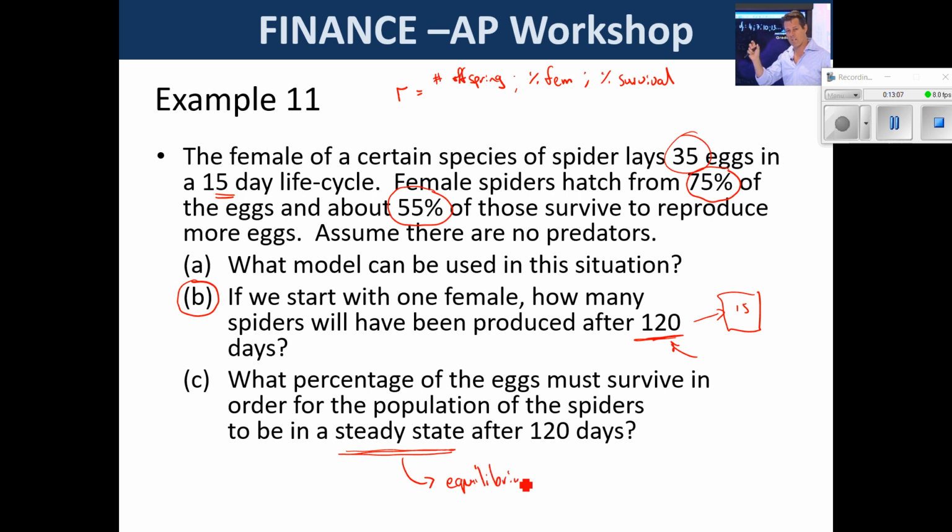Well, the equilibrium occurs when the change in the population is 0. So we know that the population from one cycle to the next is exactly the same. So in other words, the birth rate is equal to the death rate. And that's how we get an equilibrium here.